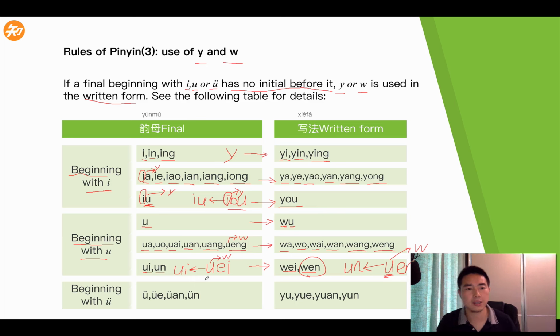Okay, the third big group is the finals beginning with the ü sound. For them, we're going to add the initial Y before it and remove the two dots of ü, so it becomes like this. The first one is ü becomes yu, üe becomes yue, üan becomes yuan, and ün becomes yun. Okay, so these are the rules for the use of initial Y and initial W.